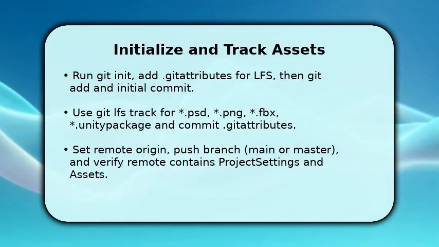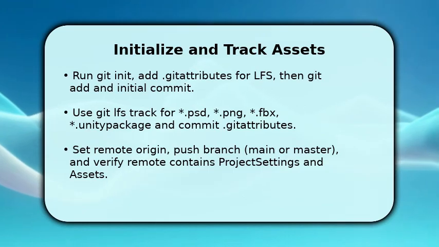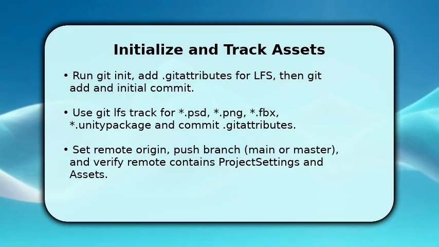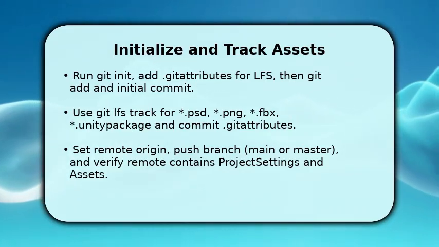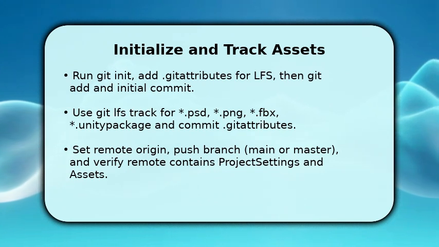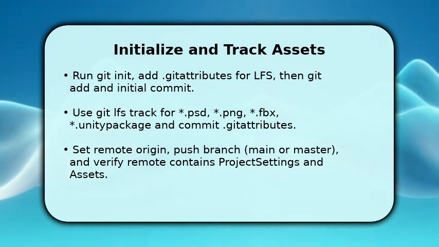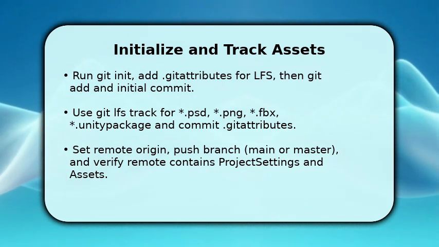Once LFS is set, git add .gitattributes and git add the project files, then make your initial commit. After that, set the remote origin to the GitHub repo and push your chosen branch, typically main. Make sure ProjectSettings and Assets show up on GitHub. This confirms your commits and LFS pointers uploaded correctly.